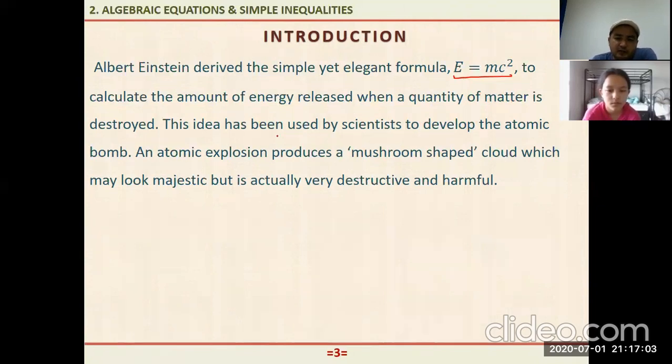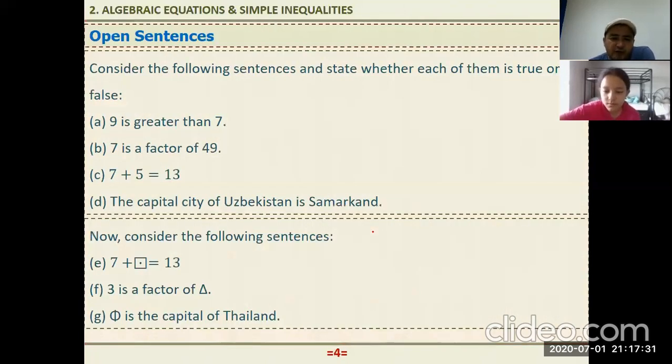The idea has been used by scientists to develop the atomic bomb. An atomic explosion produces a mushroom-shaped cloud which may look majestic, but is actually very destructive and harmful. It's a kind of introduction. That means that in science, we are going to use a lot of formulas, a lot of equations. So every student who is studying computer science or any engineering field or mathematics, we should be very comfortable with solving equations, okay? So we will start with this, open sentences.